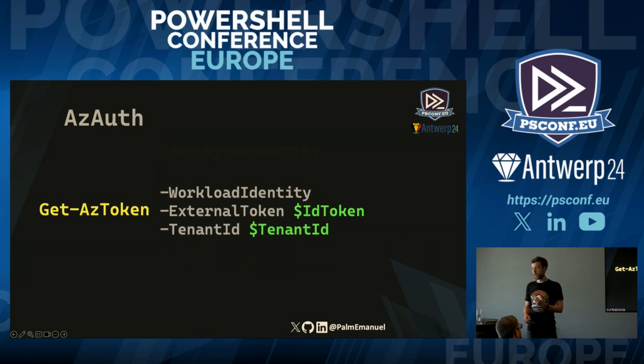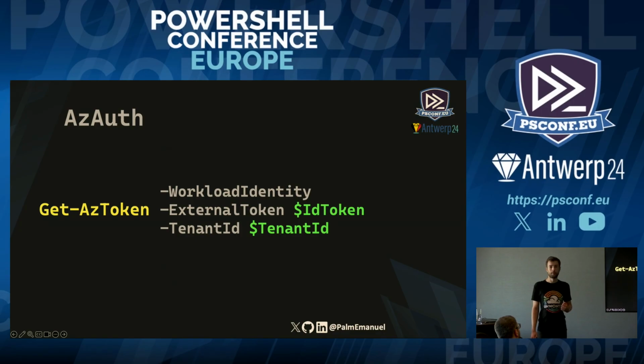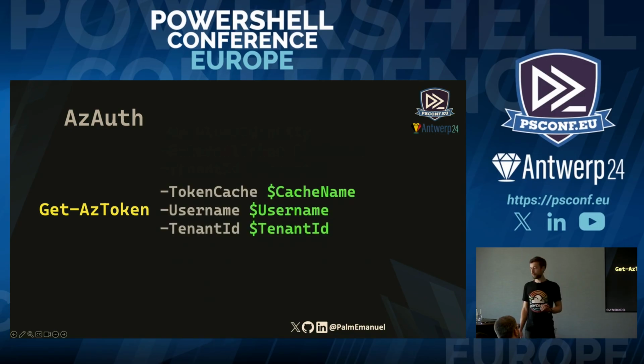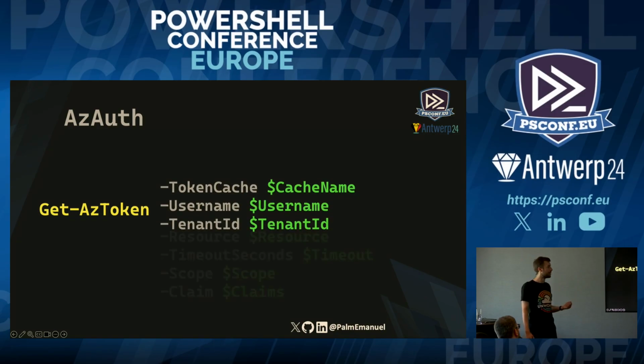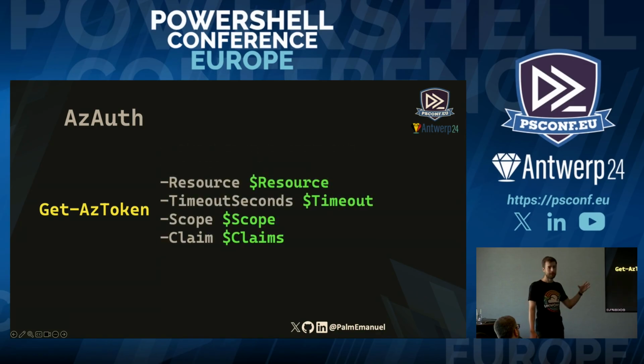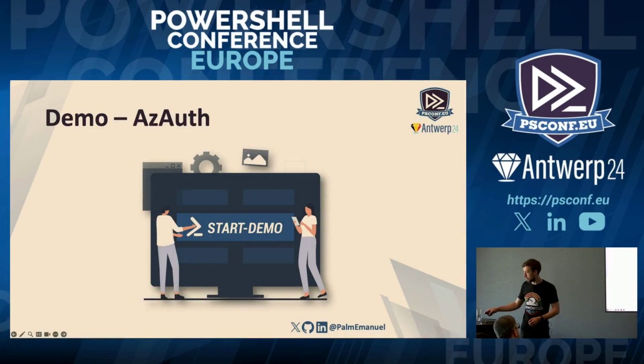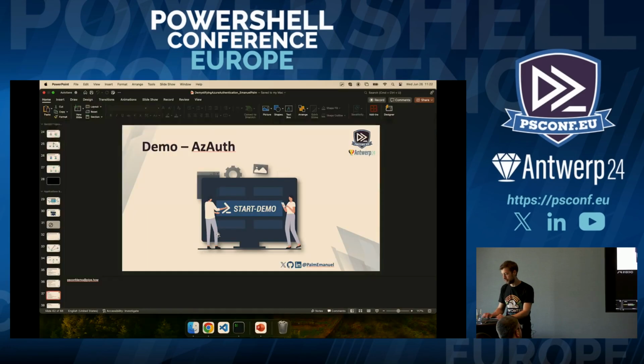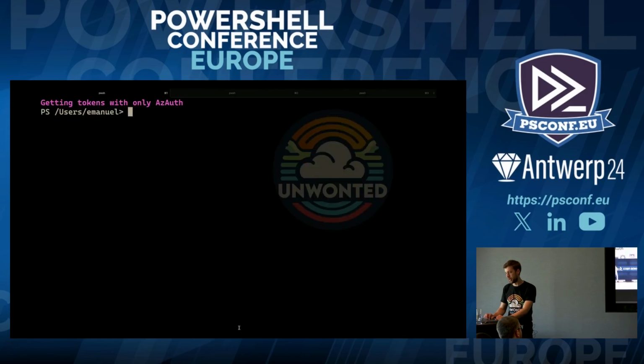Managed identity support and workload identity federation, where we can send the ID token from something like GitHub, as well as a token cache, as well as some other parameters where we can decide like resource and timeout, scopes, and claims. So I wanted to take a moment to have a look at this and how it interacts with something like the Azure CLI. So is that large enough for people in the back?